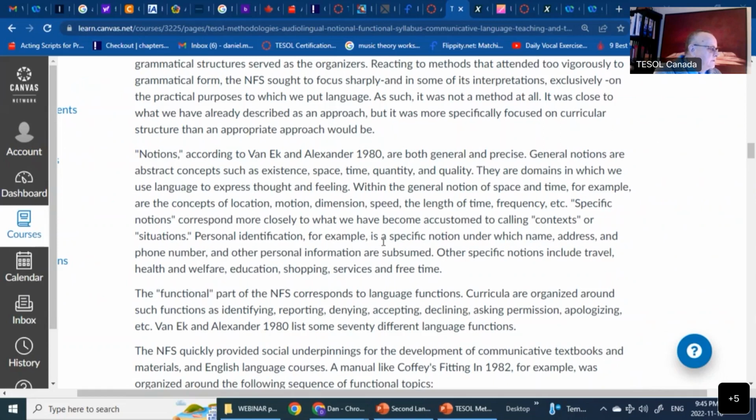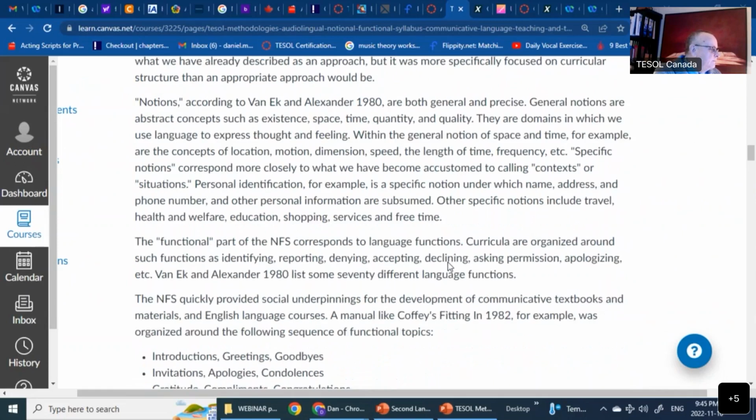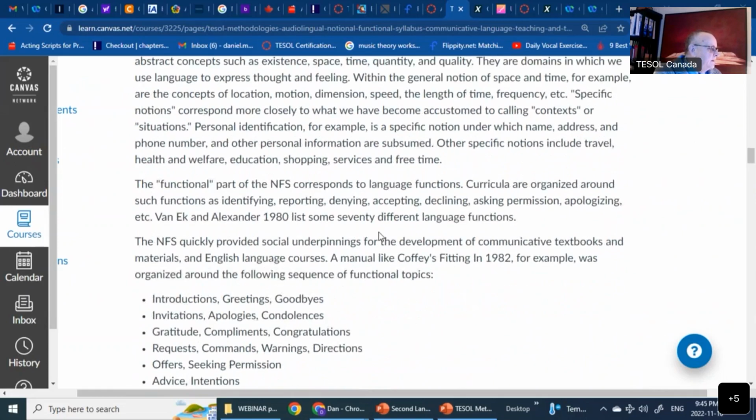Specific notions correspond more closely to what we have become accustomed to calling contexts or situations. Personal identification, for example, is a specific notion under which name, address, and phone number and other personal information are subsumed. Other specific notions include travel, health and welfare, education, shopping, services, and free time. The functional part of NFS corresponds to language functions. Curricula are organized around such functions as identifying, reporting, denying, accepting, declining, asking permission, apologizing, etc. Van Ek and Alexander in 1980 list some 70 different language functions.